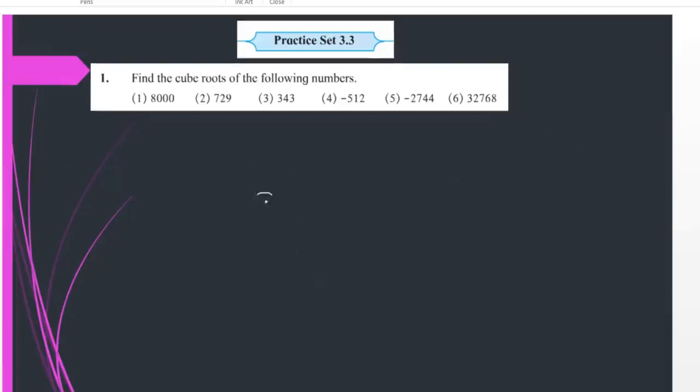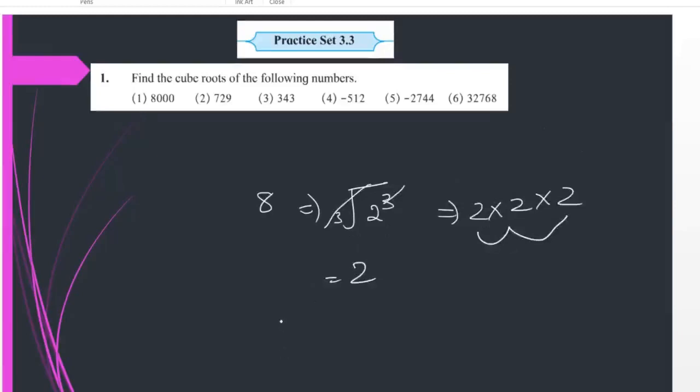8 is the number. Okay, so this one I can write as 2 cube. It is nothing but 2 into 2 into 2. Okay. So 2 2s are 4, 4 2s are 8. So here cube root means it will get cancelled. The answer is nothing but what? 2 is the answer. So the perfect cube root of 8 is what? The number is 2. Right?